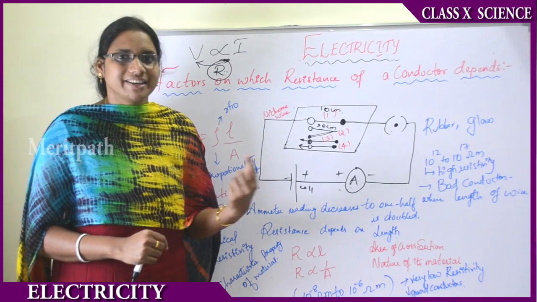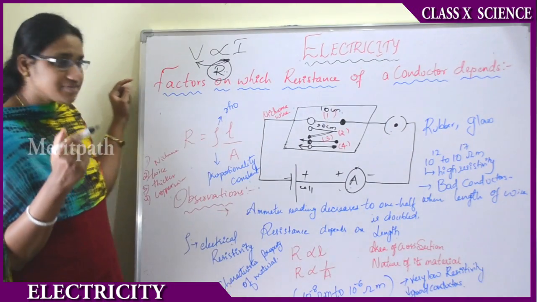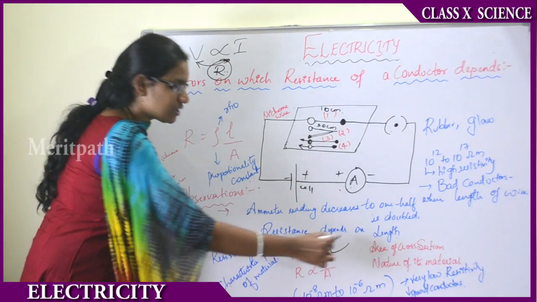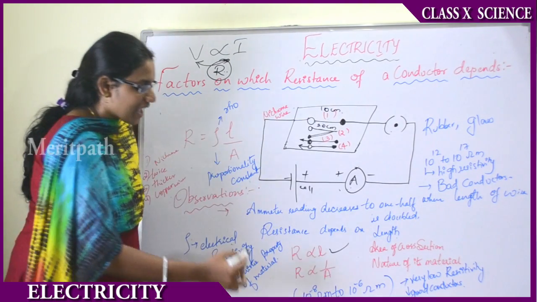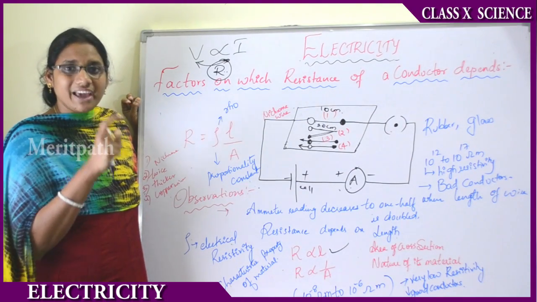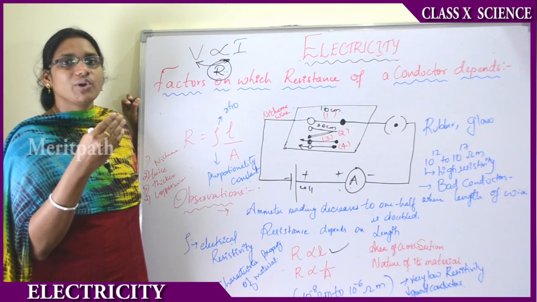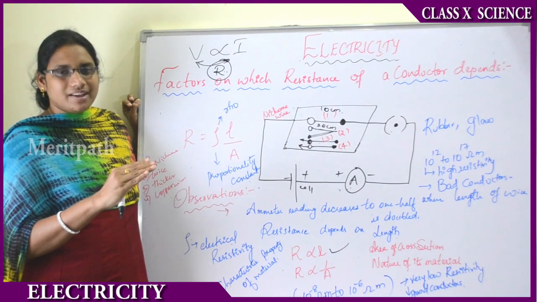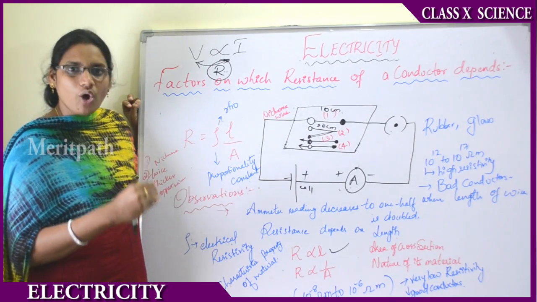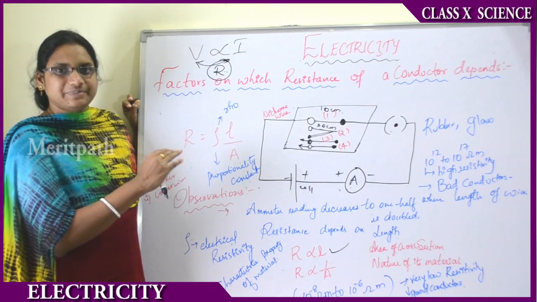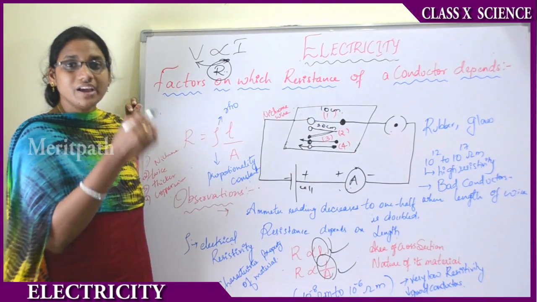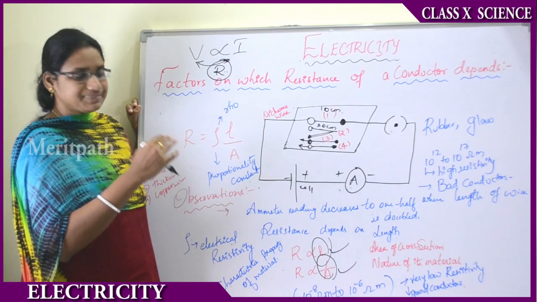The first factor on which the resistance depends is length. That is, R is directly proportional to the length of the nichrome wire, and R is inversely proportional to the area of cross section. If the area of cross section of a wire is higher, then the resistance is lower. That means they are vice versa. That is, inverse proportionality is maintained between the resistance and the area of cross section of a conductor. So we see that these two properties, length and area of cross section, affect the resistance of the circuit. Okay.